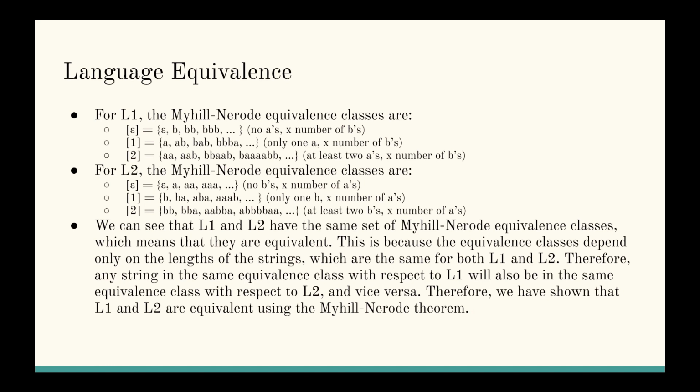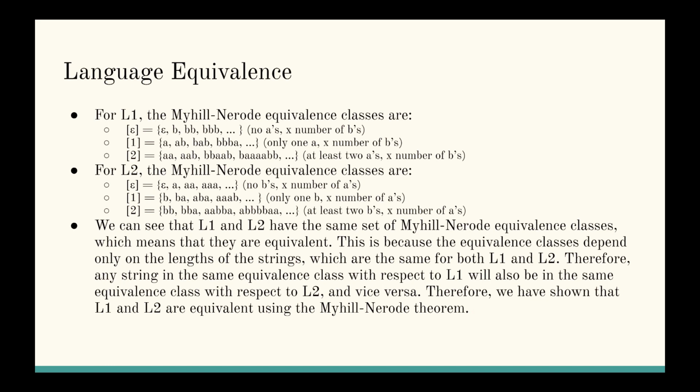The same thing follows for our second language, which contains at least 2 B's. Our first equivalence class will have no B's and an X number of A's. The second one will have only 1 B and an X number of A's. And the third one will actually be accepted by the language, with at least 2 B's and an X number of A's. Then we can see that L1 and L2 have the same set of equivalence classes, which means that they're equivalent. This is because the equivalence classes depend only on the length of the strings, which are the same for both L1 and L2.